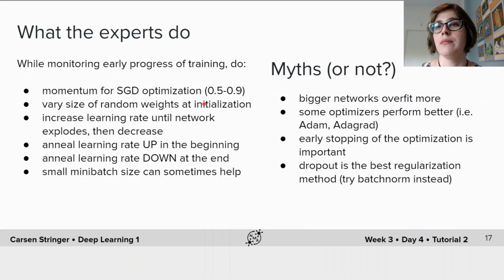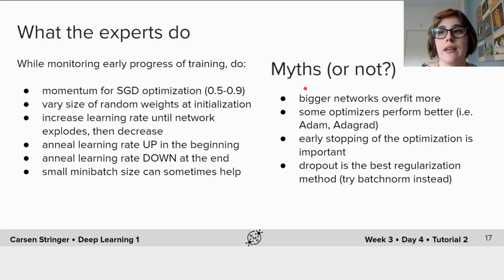There are also some myths that people have about deep networks, which may or may not be true. Some people say bigger networks overfit more. That can depend a lot on the architecture and whether or not you have, for instance, skip connections or you're using residual networks. Some people think that certain optimizers perform better, like Adam or Adagrad, and you can try these different optimizers and see if they work better or worse for your specific problem.